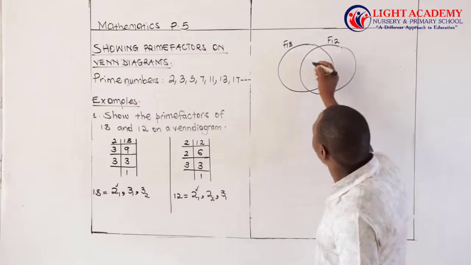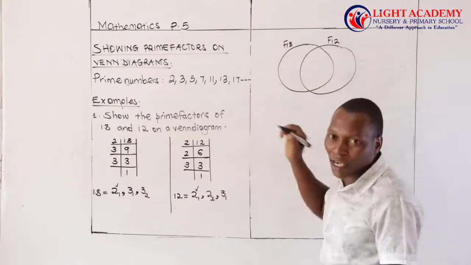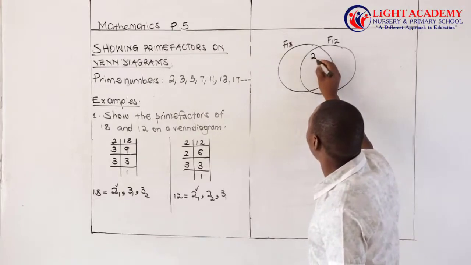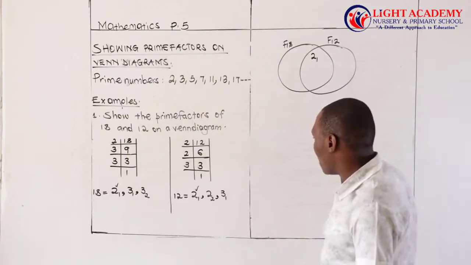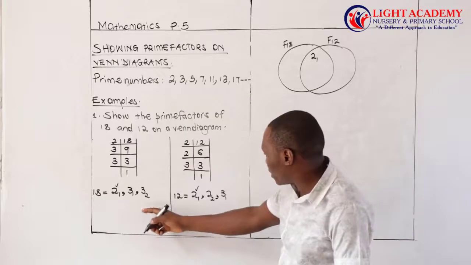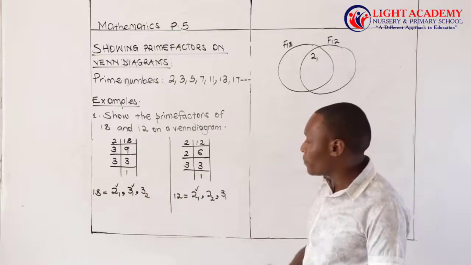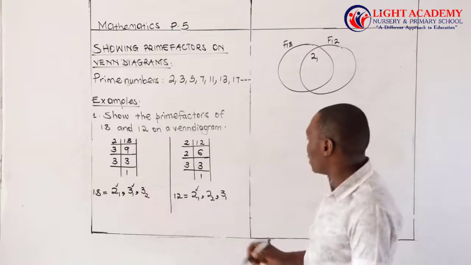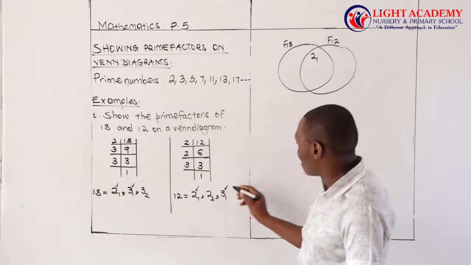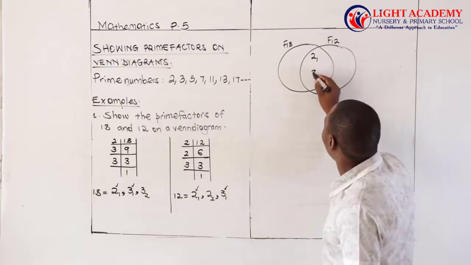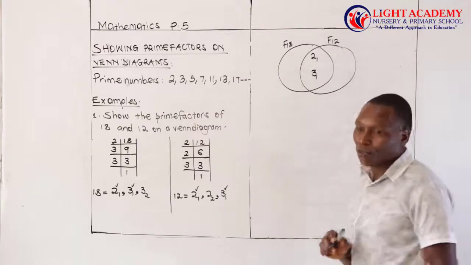Then we shall represent it in the middle part of the Venn diagram because they are common members. So 2 for the first time is represented. Then we still go and check. 3 for the first time, or 3 subscript 1, is seen in the set for 18. It is also seen in the set for 12. So it also becomes a common member. Put it under the intersection region.